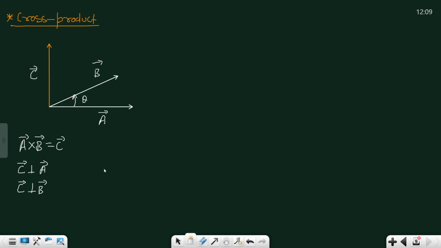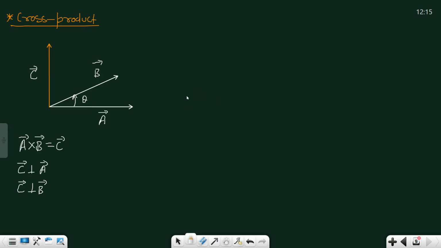So how it will look like, I will show you. Just let me arrange some pens. कुछ पेन एन हो जाने दो तब पता चलेगा. चलो. Is it visible? A cross B gives C. This C is perpendicular to both A and B. Clear? Is it clear?